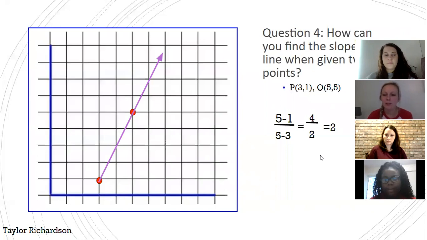The 2 points we are given here are (3, 1) and (5, 5). By using the slope formula, which is y2 minus y1 over x2 minus x1, we can find that 5 minus 1, or y2 minus y1, equals 4, and 5 minus 3, or x2 minus x1, equals 2. And we know that 4 over 2 is equal to 2, so we know that the slope is 2 over 1.